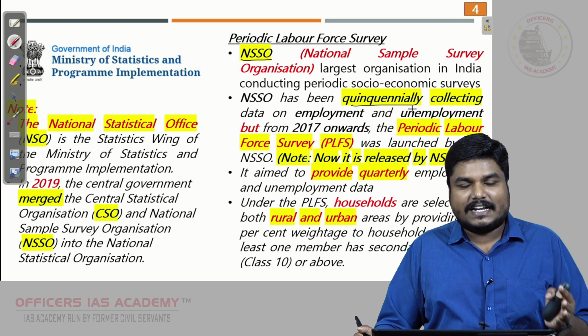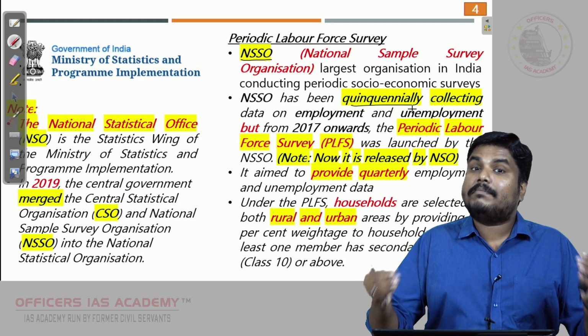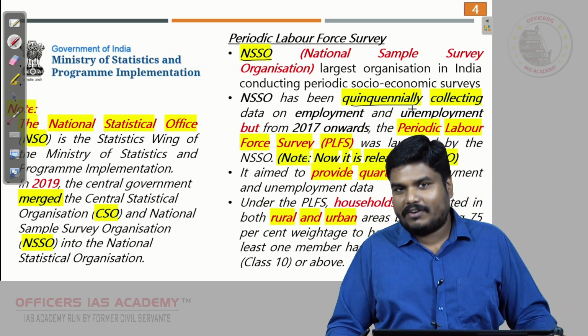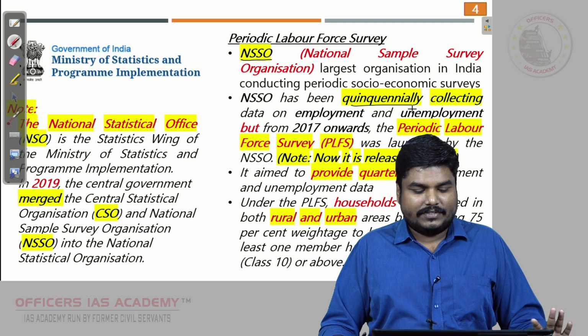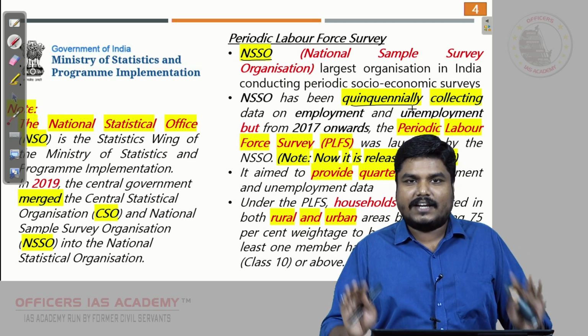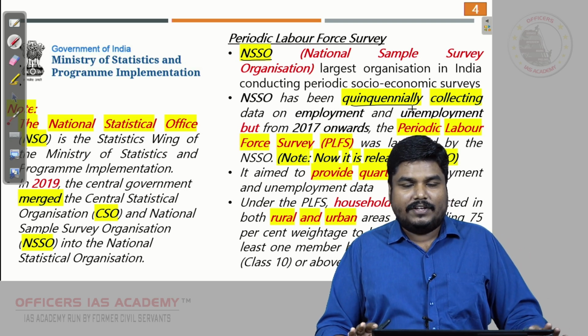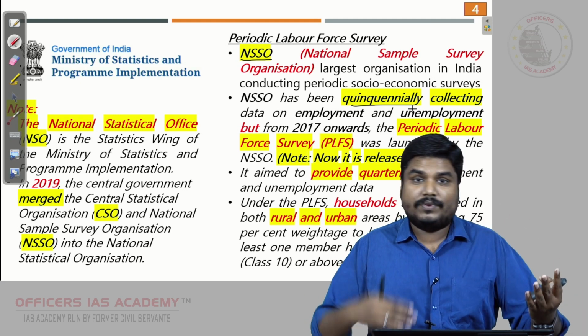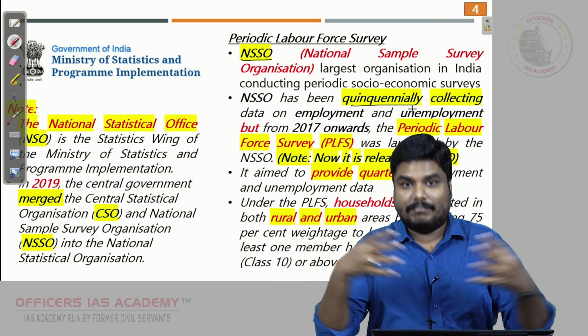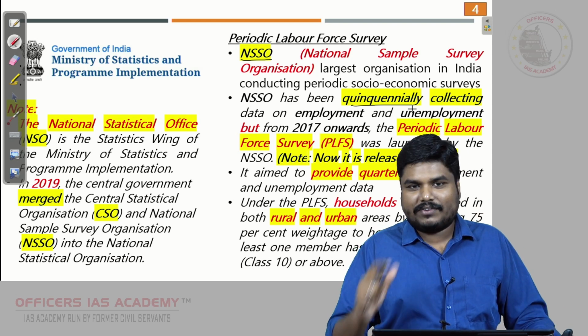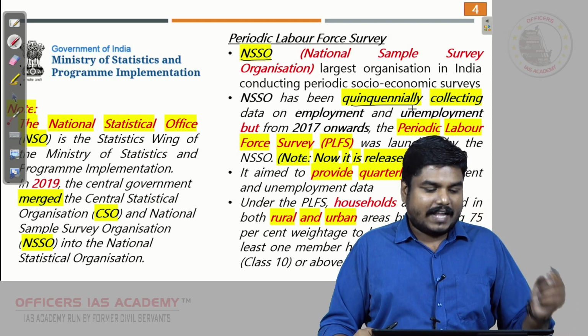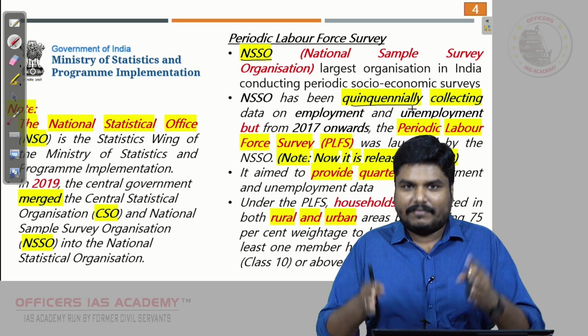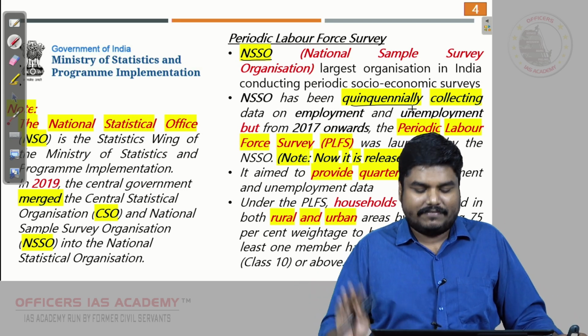Though it was NSSO which was releasing all this data, we all know NSSO and CSO, the Central Statistics Office, both got merged into one single organization called NSO, right? So now it is going to be the National Statistical Office, NSO. Previously we had NSSO and CSO, now everything is merged under a single office called NSO. So this National Statistical Office will be releasing this PLFS.